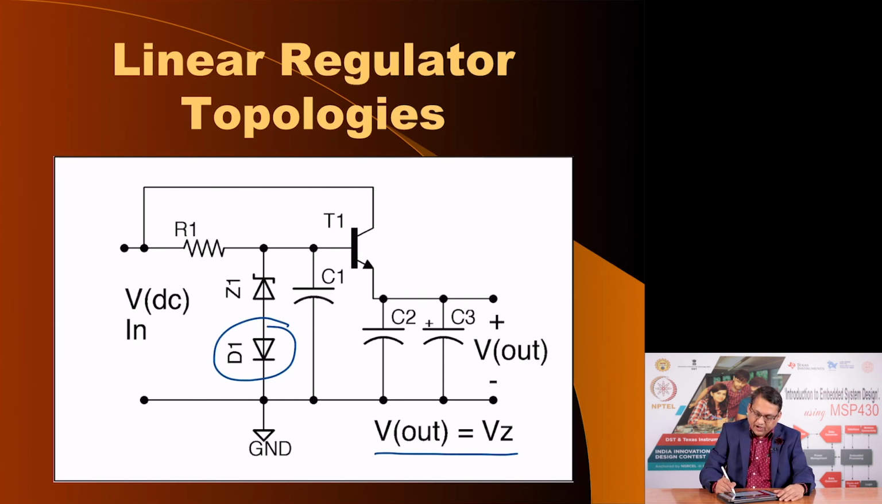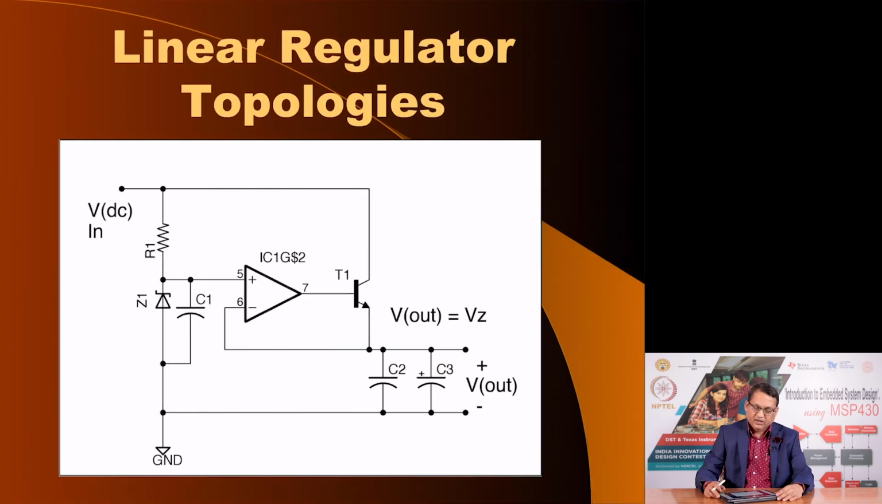For example, if I were to short this for some reason because of a fault or because of some user adventure, it would draw a huge amount of current through this transistor. This transistor would try to supply that current, but eventually it would lead to a huge amount of power dissipation across this transistor. This would increase the temperature of the transistor and eventually destroy the transistor. There is no protection available in this power supply.